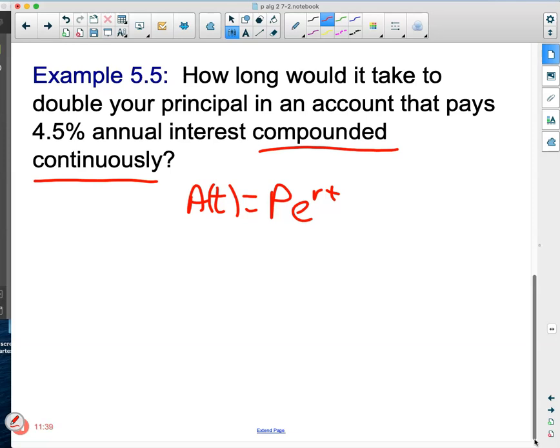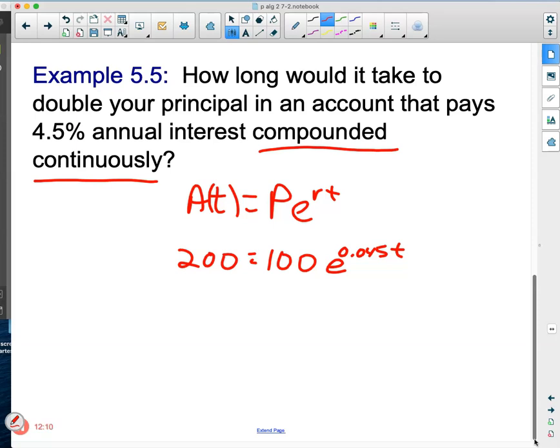So we can just pick a number that would be really nice to work with. I'm going to pick $100. I'm going to put $100 into this account. If I double that $100, how much would I have? $200. See, some easy math, like that part. And then E to the, and it said 4.5% interest. What's that as a decimal? And we don't know what T is.